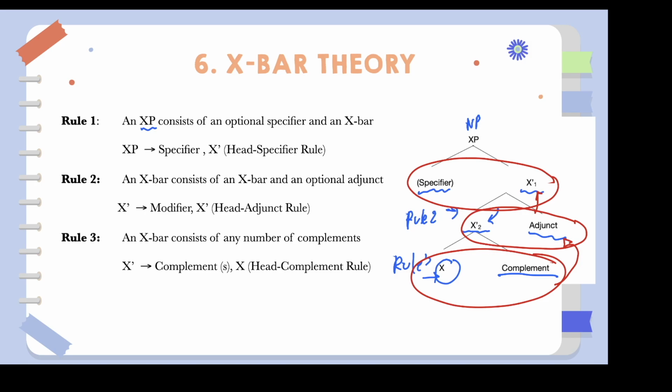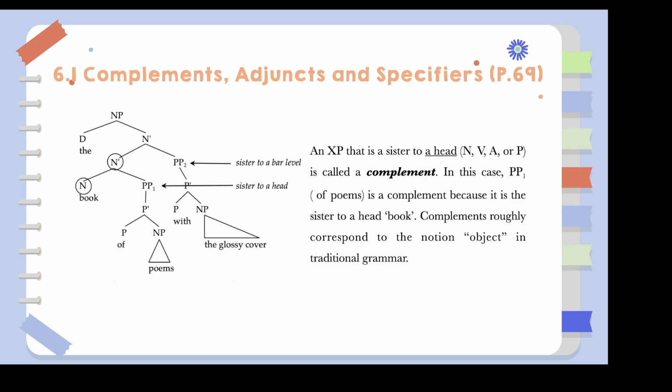So keep in mind that now we have 3 different terms: specifier, adjunct, and complement. Okay, so let's find out what specifier, adjunct, and complement are. Let's start with the complement first. I hope that by now, from studying syntax, you are familiar with the term complement.